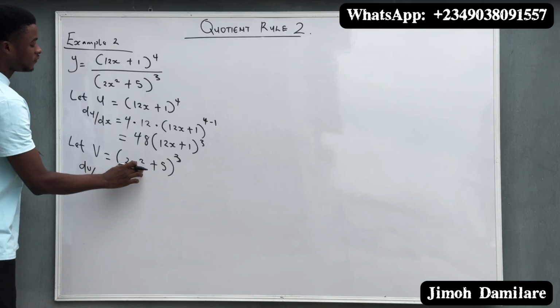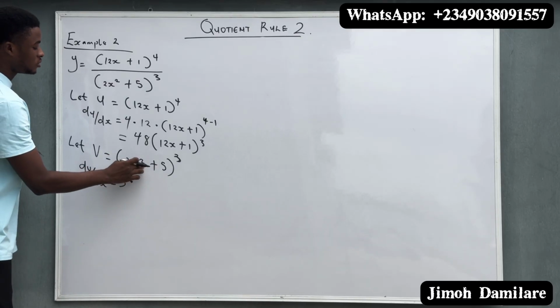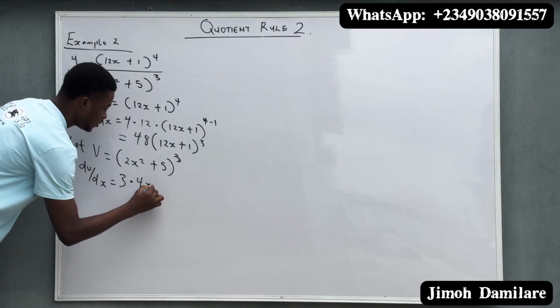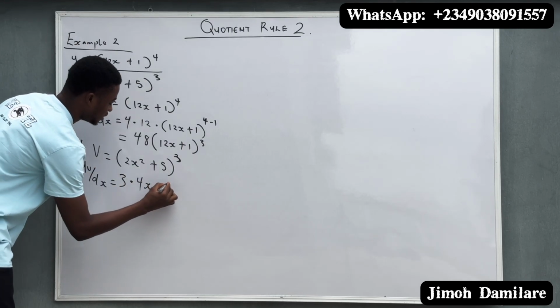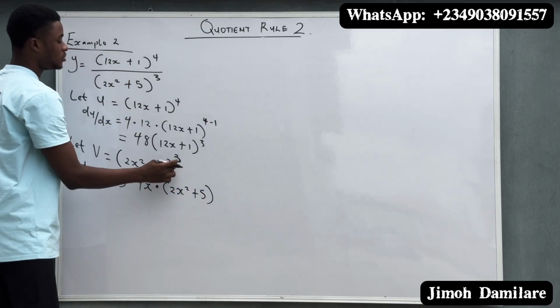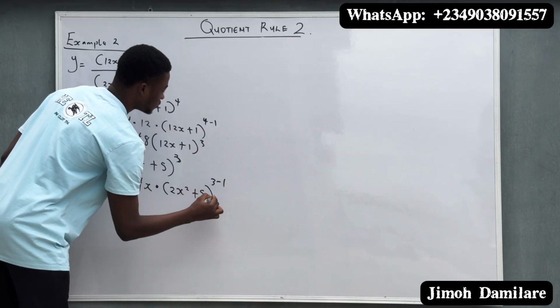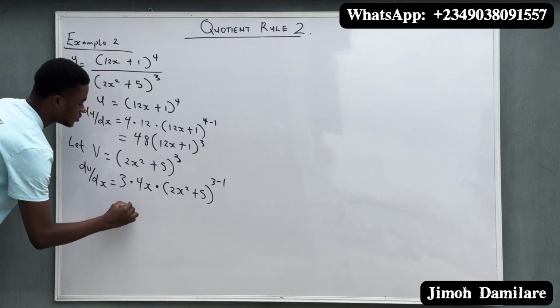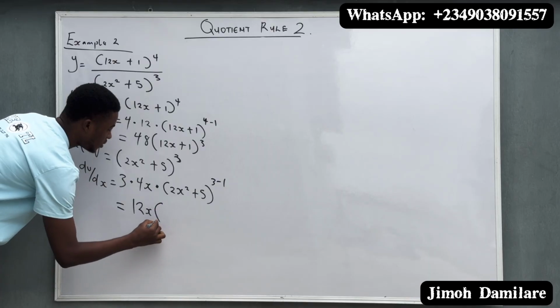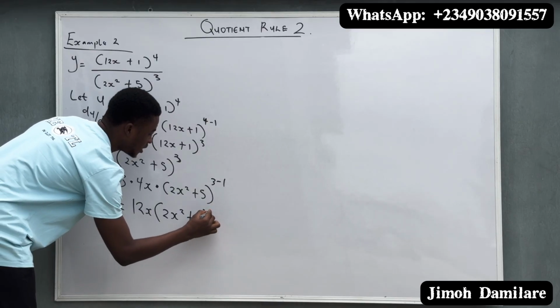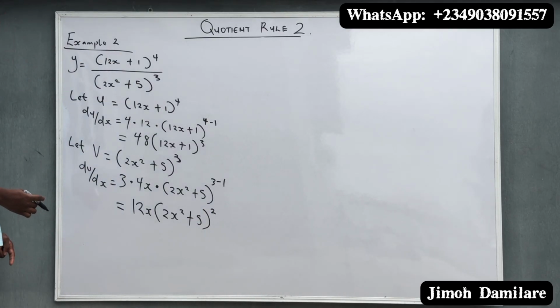2x squared. And when you differentiate 2x squared, you are going to get what? The power will come to the front, we are going to get 4x. So we have 4x multiplied by, so we are going to write the bracket, which is what? 2x squared plus 5, and the power will be subtracted by 1. So we are going to have 3 minus 1. So in doing this, 3 multiplied by 4x will give us what? 12x, open bracket, 2x squared plus 5, close bracket, 2. So this is what we are going to get when we differentiate v with respect to x.